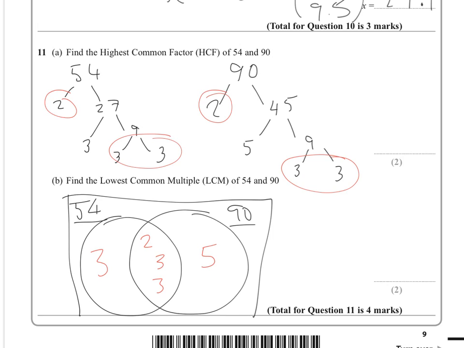The highest common factor is given by the values in the middle, the intersect, those values multiplied together. So 2 times 3 times 3, which gives me 18. The lowest common multiple is given by all of those values multiplied together. So 3 times 2 times 3 times 3 times 5, which equals 270.